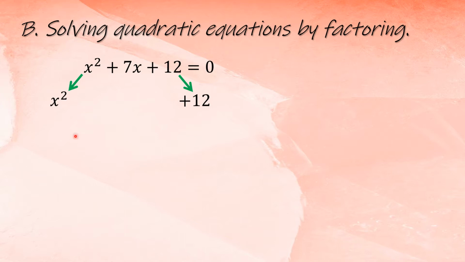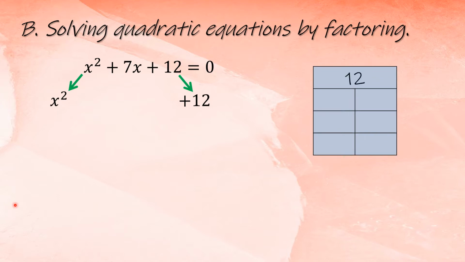Now, we have to expand positive 7x or kailangan natin siyang i-divide sa dalawa. So, paano yon? Ang gagawin natin, we have to find the factors of 12 or yung constant. Okay, let us now find the factors of 12. 12 divided by 1 is 12. 12 divided by 2 is 6. 12 divided by 3 is 4.